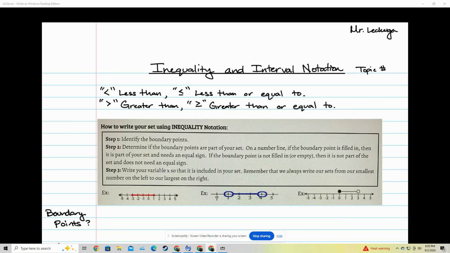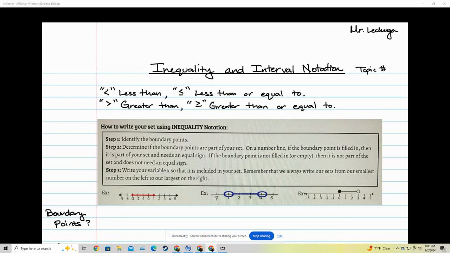Okay, so if it's pointing to the left like this, we say less than. If there's a line underneath, we say less than or equal to. That means we do want the point included. If it's pointing to the right, then that's a greater than. And if it's pointing to the right and has an equal sign underneath, then we say it's greater than or equal to. So how are we going to write our sets using inequality notation?